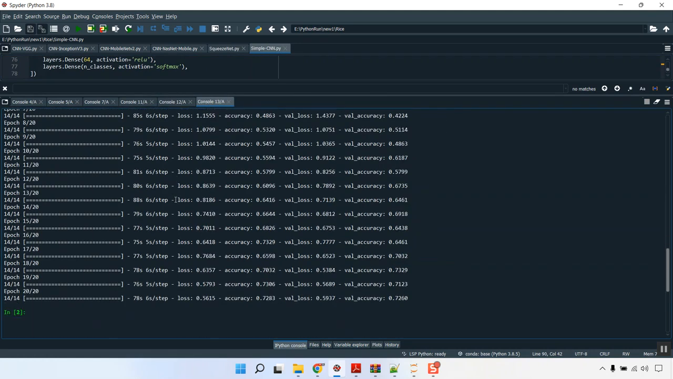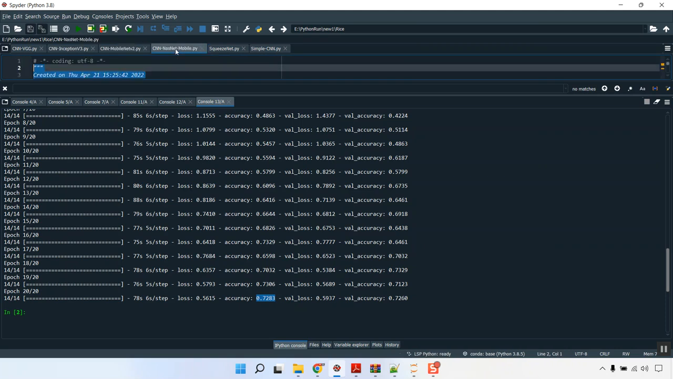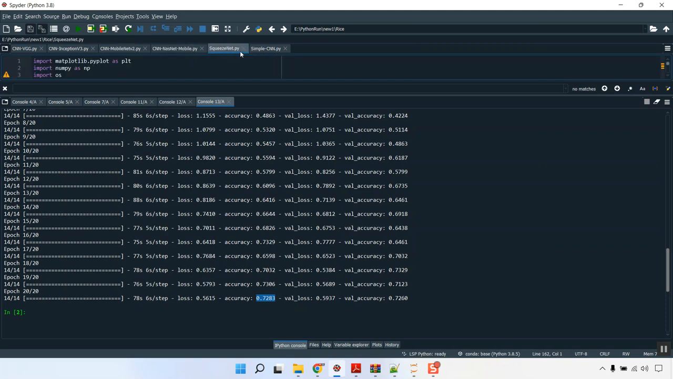For simple CNN, it's providing an accuracy of 72 for 20 epochs. So comparatively, VGGNet, Inception, MobileNet, NASNet and SqueezeNet will provide you higher accuracy than simple CNN.